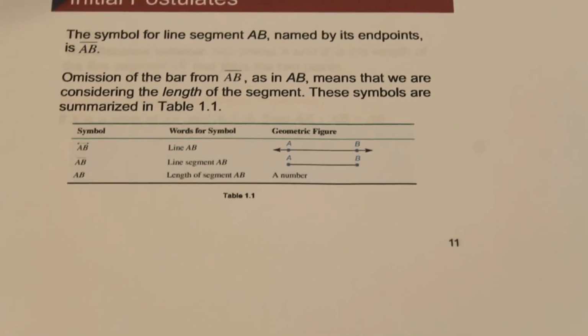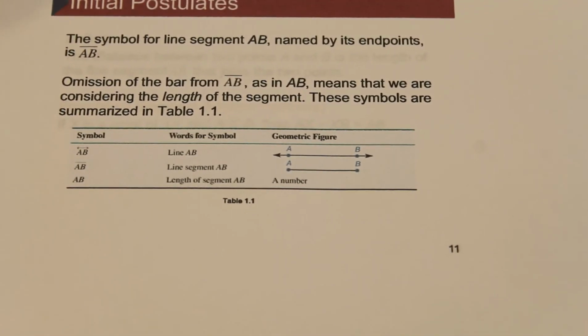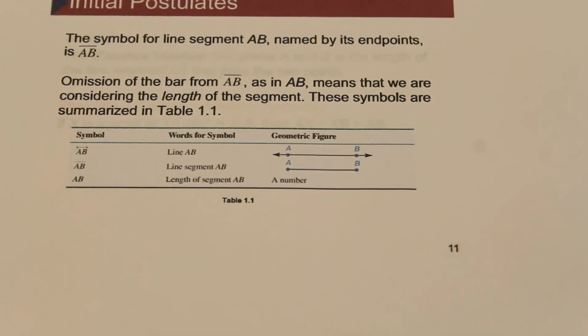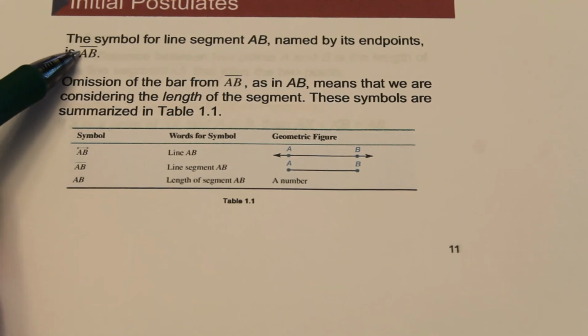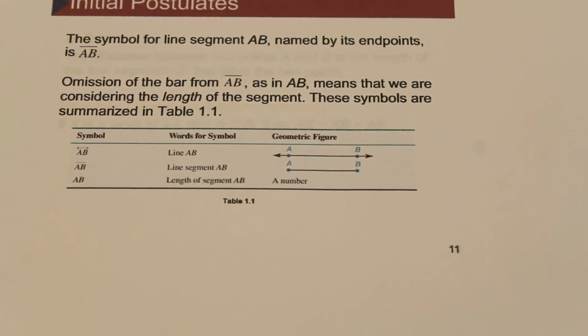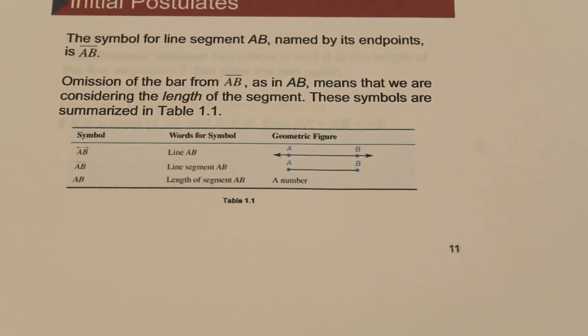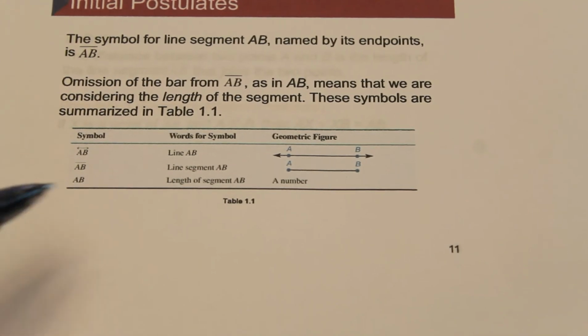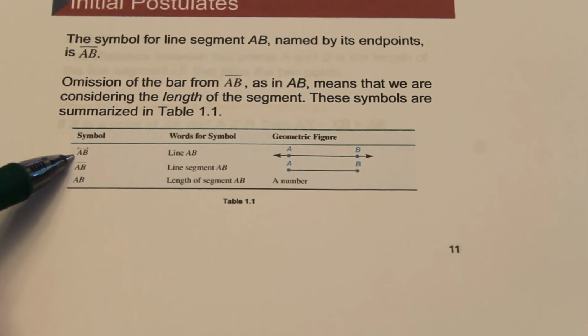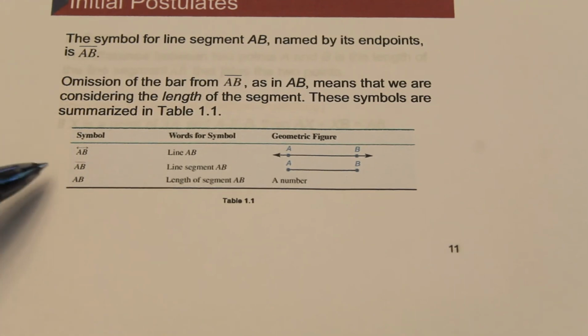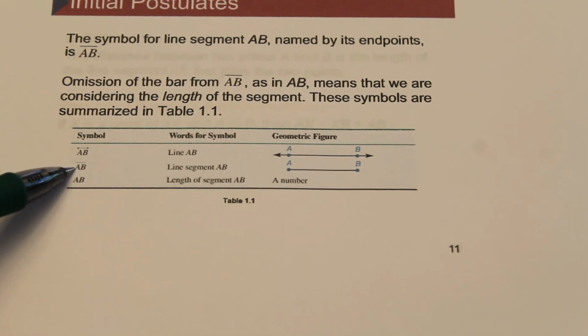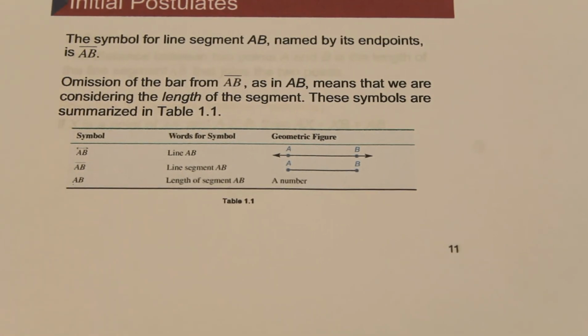And so by now I've already introduced a lot of this to you, but this is where it's being presented formally in the textbook. The symbol for a line segment AB is going to be named by its endpoints, and it's going to have the line segment bar above it. If you do not have the bar above the endpoints, that means the length of AB. So as you look here, this is the line that goes through the points A and B. This is the segment that has the endpoints A and B. And this is the length of AB. That's going to be a number, 2 inches, 5 feet, whatever the length is.